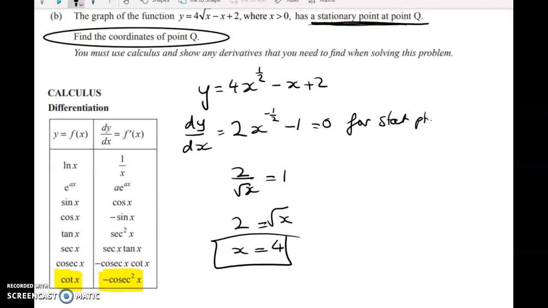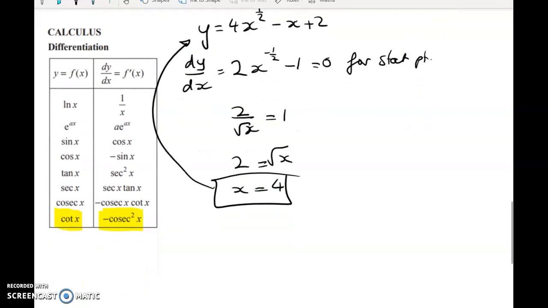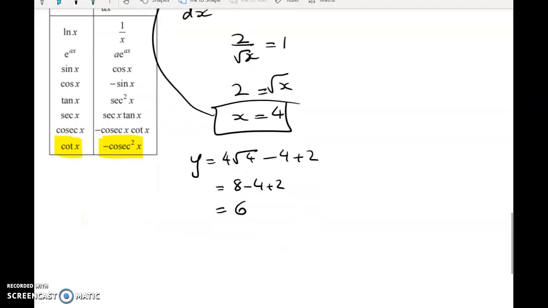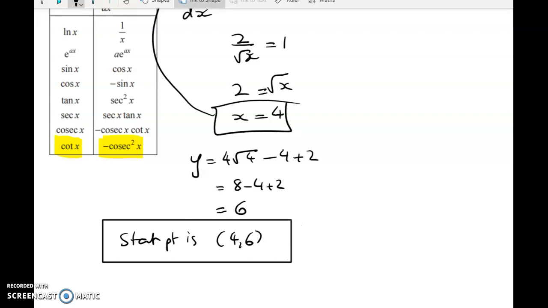So that's good. We've found the x value. Now we need to find the y value. So y will equal 4 root 4 minus 4 plus 2, which is equal to 8 minus 4 plus 2, which gives us 6. So the stationary point has coordinates (4, 6).